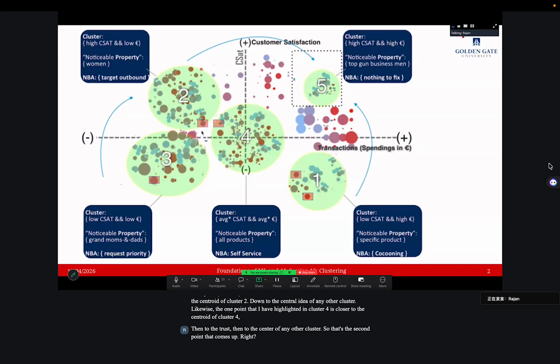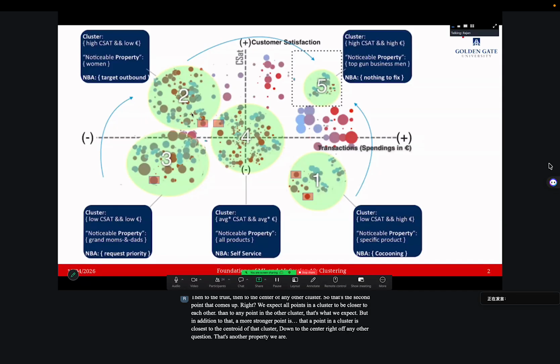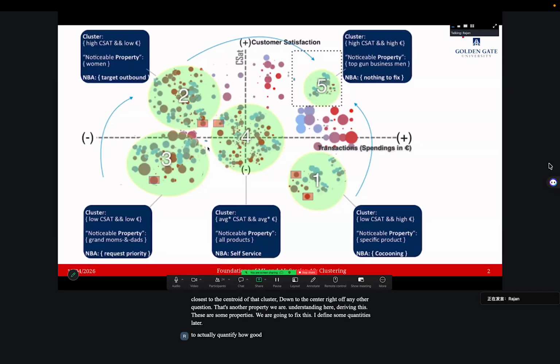We expect all points in a cluster to be closer to each other than to any point in the other cluster. That's what we expect. But in addition to that, a stronger point is that a point in a cluster is closer to the centroid of that cluster than to the centroid of any other cluster. That's another property we are deriving here. These are some properties. We are going to define some quantities later to actually quantify how good our clustering scheme is.